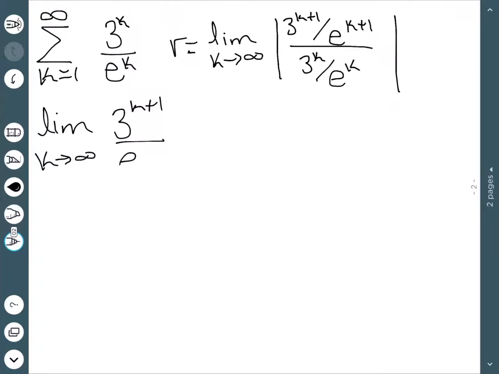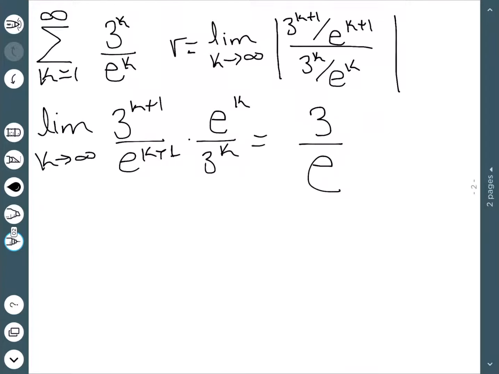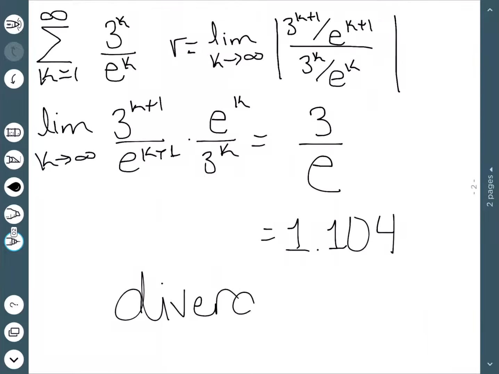I have 3^(k+1) over e^(k+1). And when we divide, we flip fractions, so times e^k over 3^k. We can then simplify, and whenever we divide, we subtract exponents. So k plus 1 minus k is 1. So I'm left with a 3 on the top and an e on the bottom. And now I just need to know if this number is bigger than or less than 1. And well, 3 over e is 1.104 roughly, which is bigger than 1. So this series will diverge.